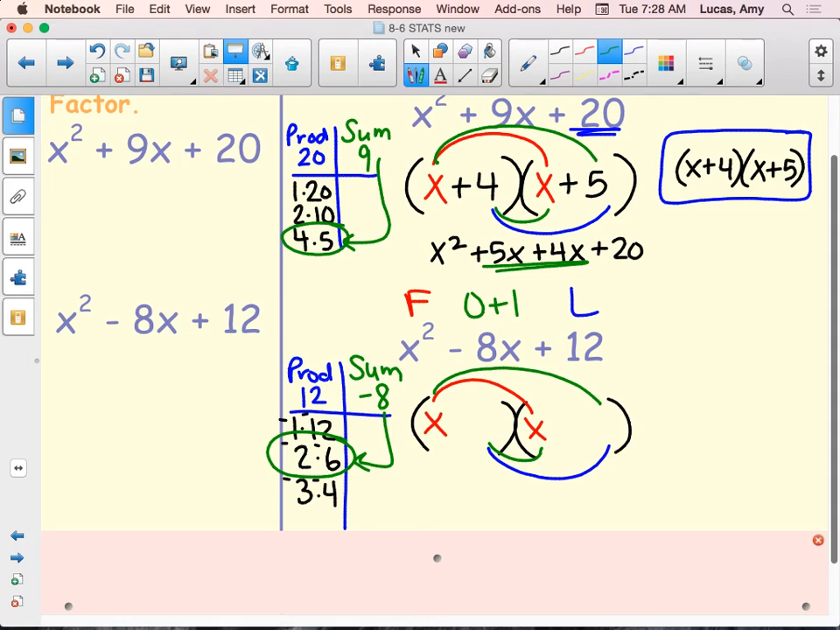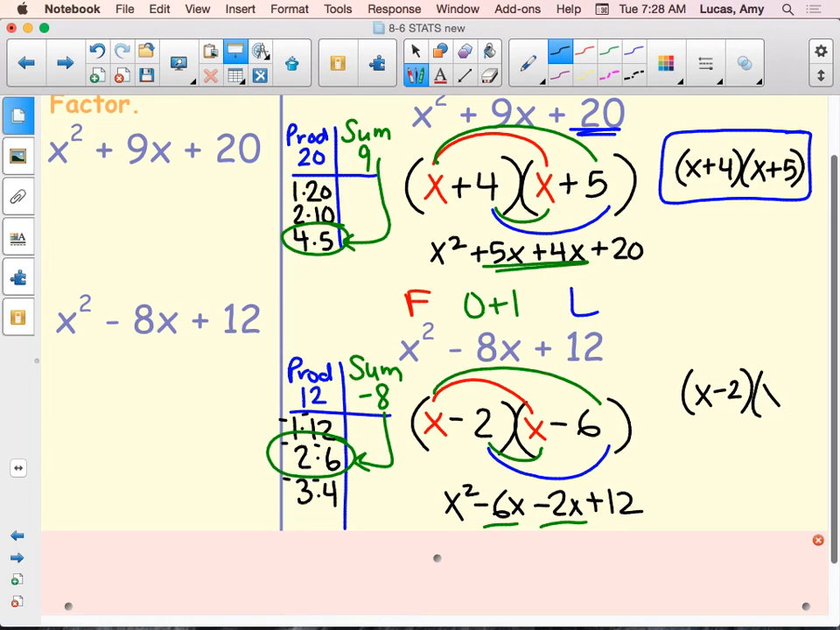So now I can fill those in my binomials. So negative 2 and negative 6. And then I can check. First product, x squared, outside, negative 6x, inside, negative 2x, last, positive 12. So the outside and inside add together to give me negative 8. I have factored correctly. So this one is x minus 2 times x minus 6.